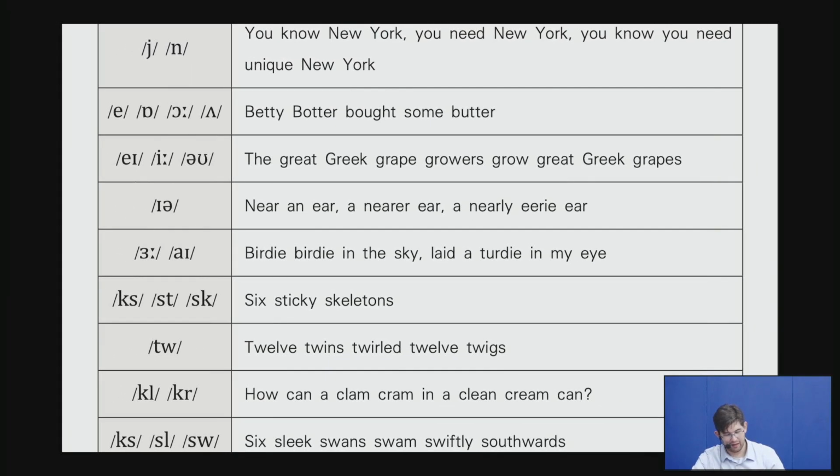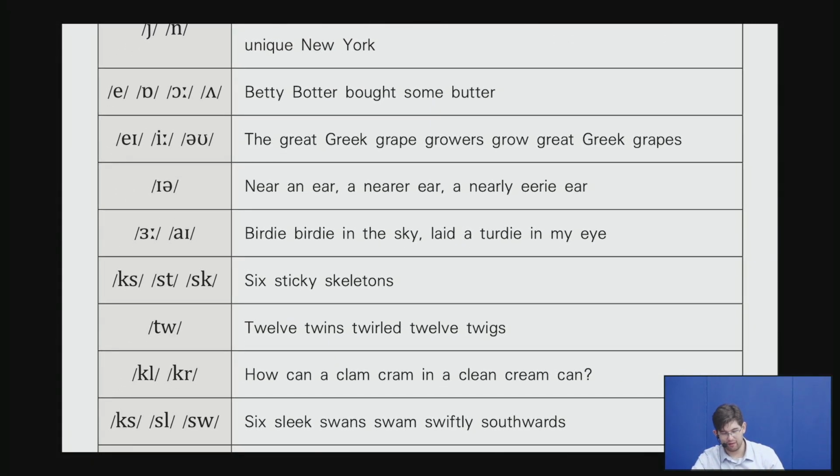Moving on, we have some G phonics and some other blended phonics. We have the great Greek grape growers grow great Greek grapes. Lots of G's, lots of GR blends, so let's do that one more time. The great Greek grape growers grow great Greek grapes.